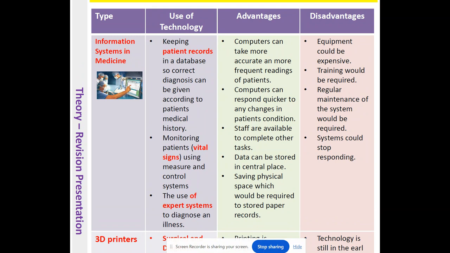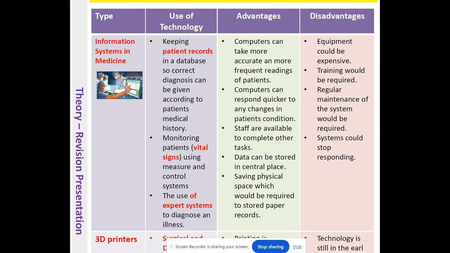So why would we use this technology? I know recently I went to get my blood test done in one department of a hospital. Then I went to another section of the hospital and automatically they had the results available on their system. So keeping patient records in a database so the correct diagnosis can be given according to the patient's medical history. So maybe I've had some previous hospital appointments and the doctors can make the best diagnosis based on my previous history and based on my most recent diagnosis.